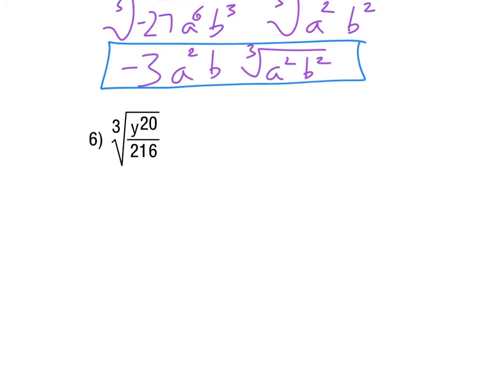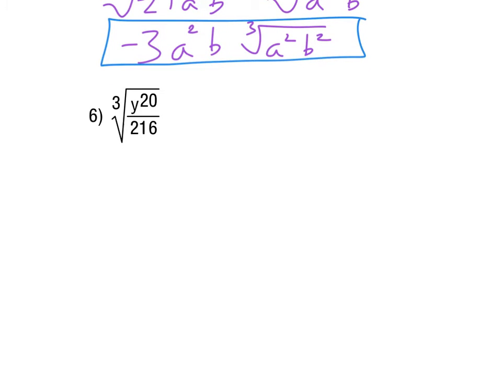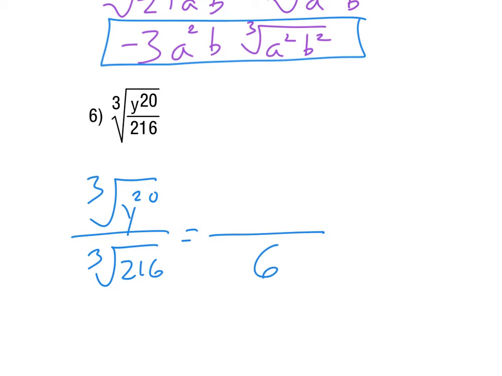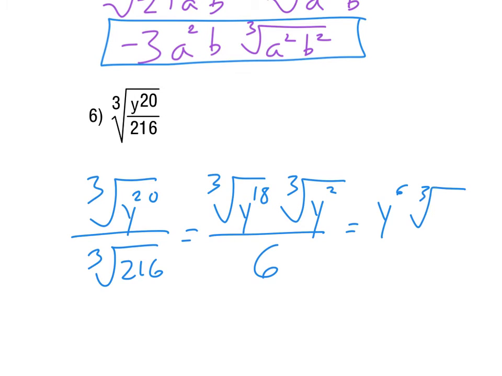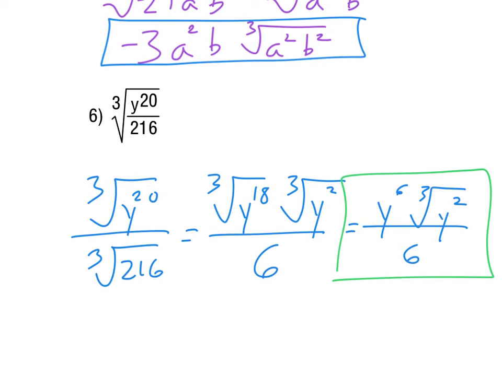Number 6, another cube root. Cube rooting y to the 20th and 216. Again, I can't cube root the entire y to the 20th. I can cube root the 216. That's just 6. I would have to split up the y to the 20th into what I can cube root and what I cannot. Really, we're looking for the largest multiple of 3 that's less than or equal to 20. That would be 18. Leaves me with a y squared left over. 18 divided by 3 is 6, so that's a y to the 6th power, cube root of y squared over 6. And so that's what number 6 looks like.